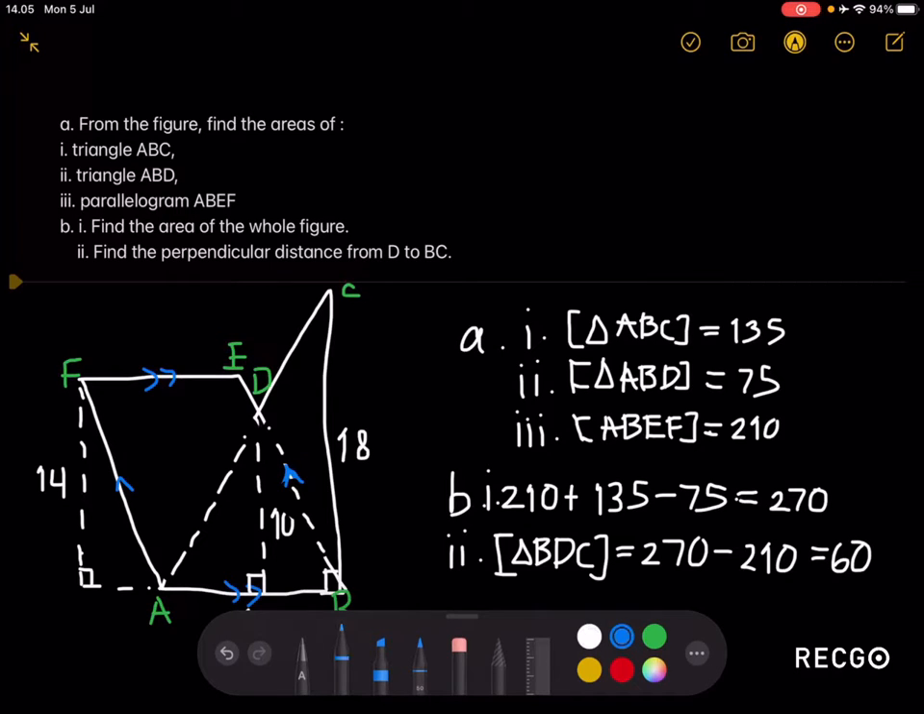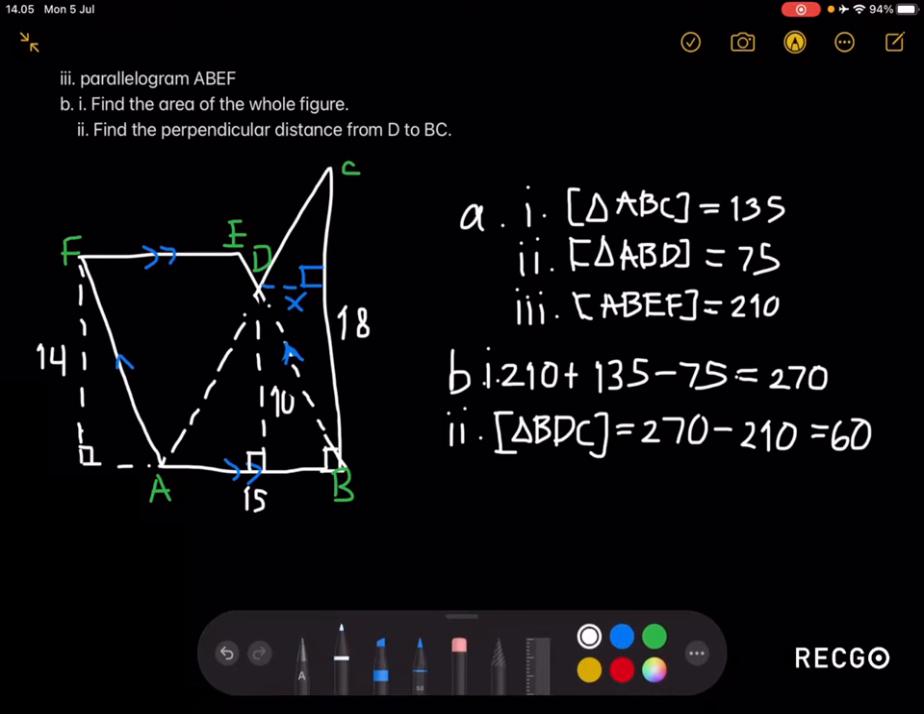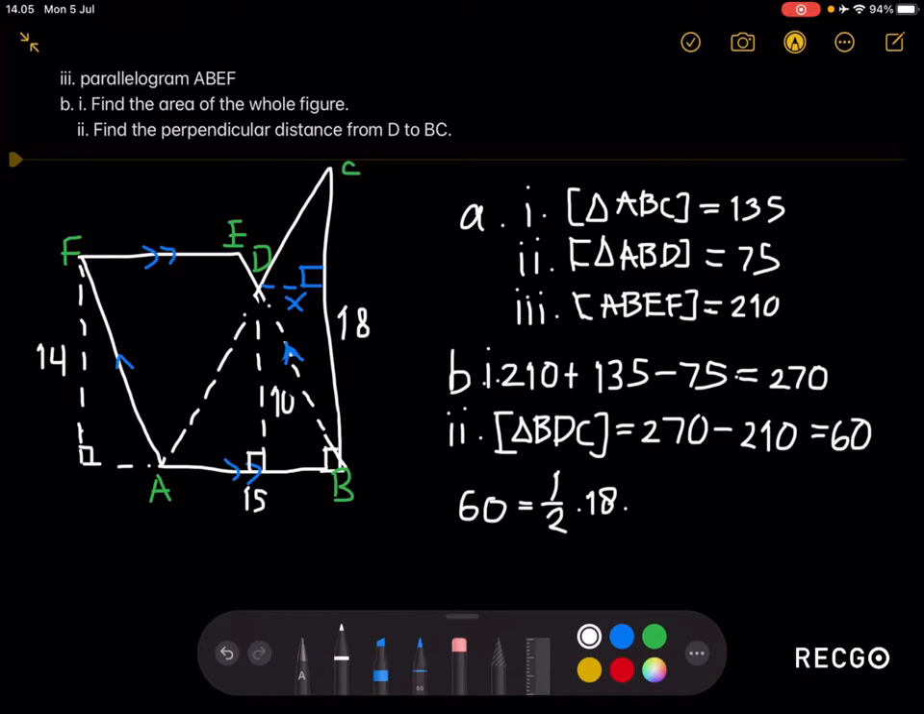Now since we're left with this, we can use a little bit of algebra right here. We can suppose the perpendicular distance from D to BC to be, let's say, x. Now we can relate x with the area of triangle BDC by forming an equation in terms of x. So hence we have 60, the area of this triangle, is equal to a half times its base 18 times its height x. Solving this, we get that x is equal to the fraction 60 over 9, which ends this video.